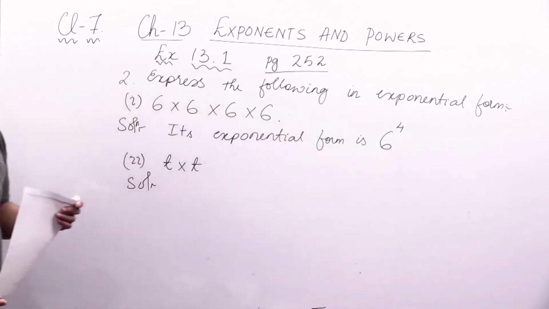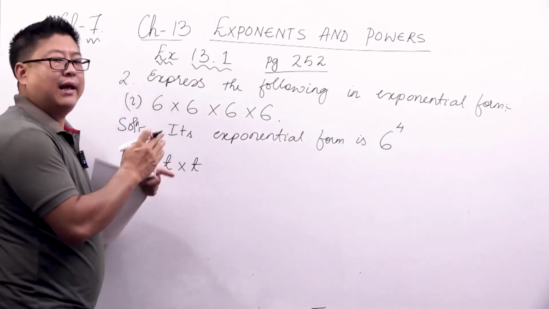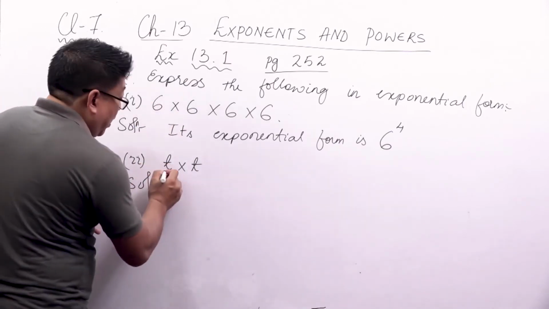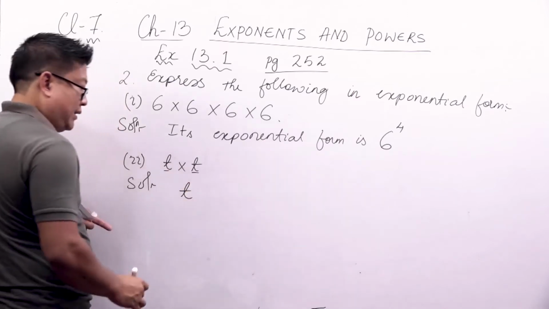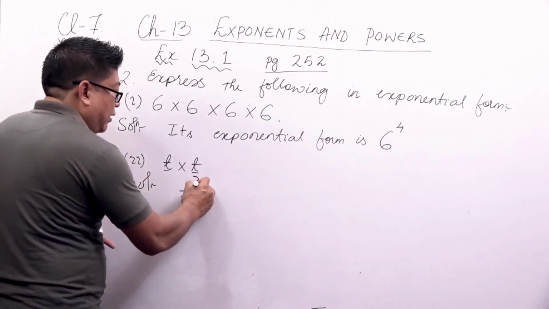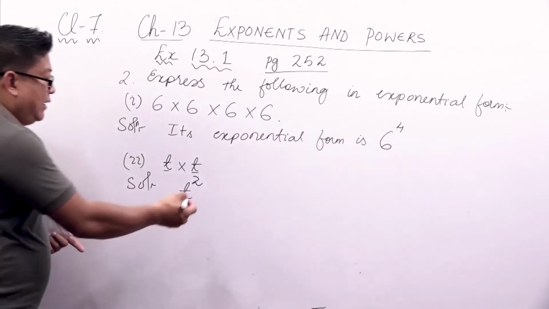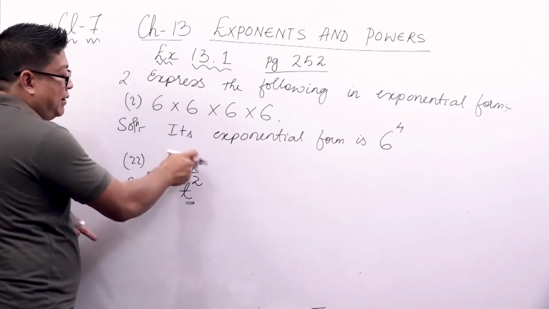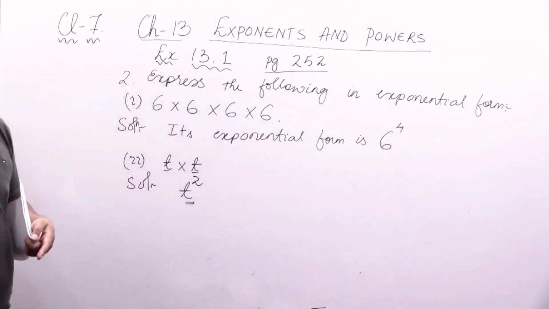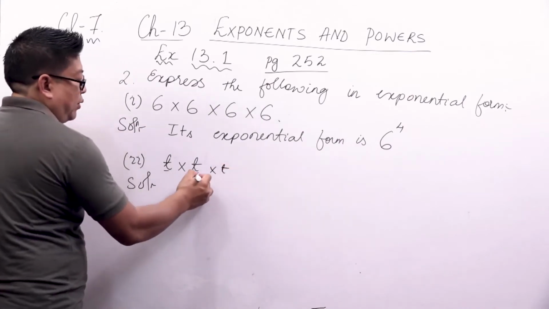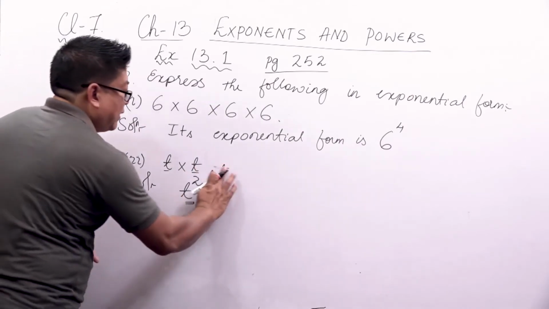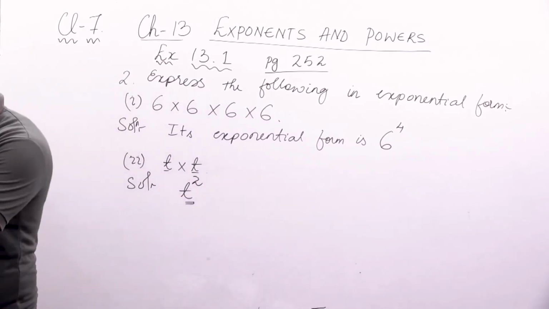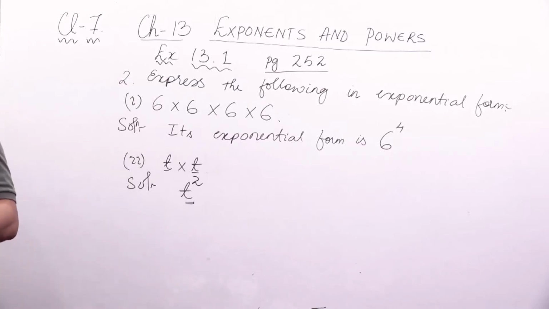T into T. Okay? You don't literally have to multiply T and T. What you're going to do is, you're going to check. How many T's? 2 T's. So this T will be your base and the number of T's will be your exponent. Okay? How many T's? 2. So T to the power 2. If there were 3, you would write T to the power 3. All right? But here we have only 2. So we are going to write T to the power 2.